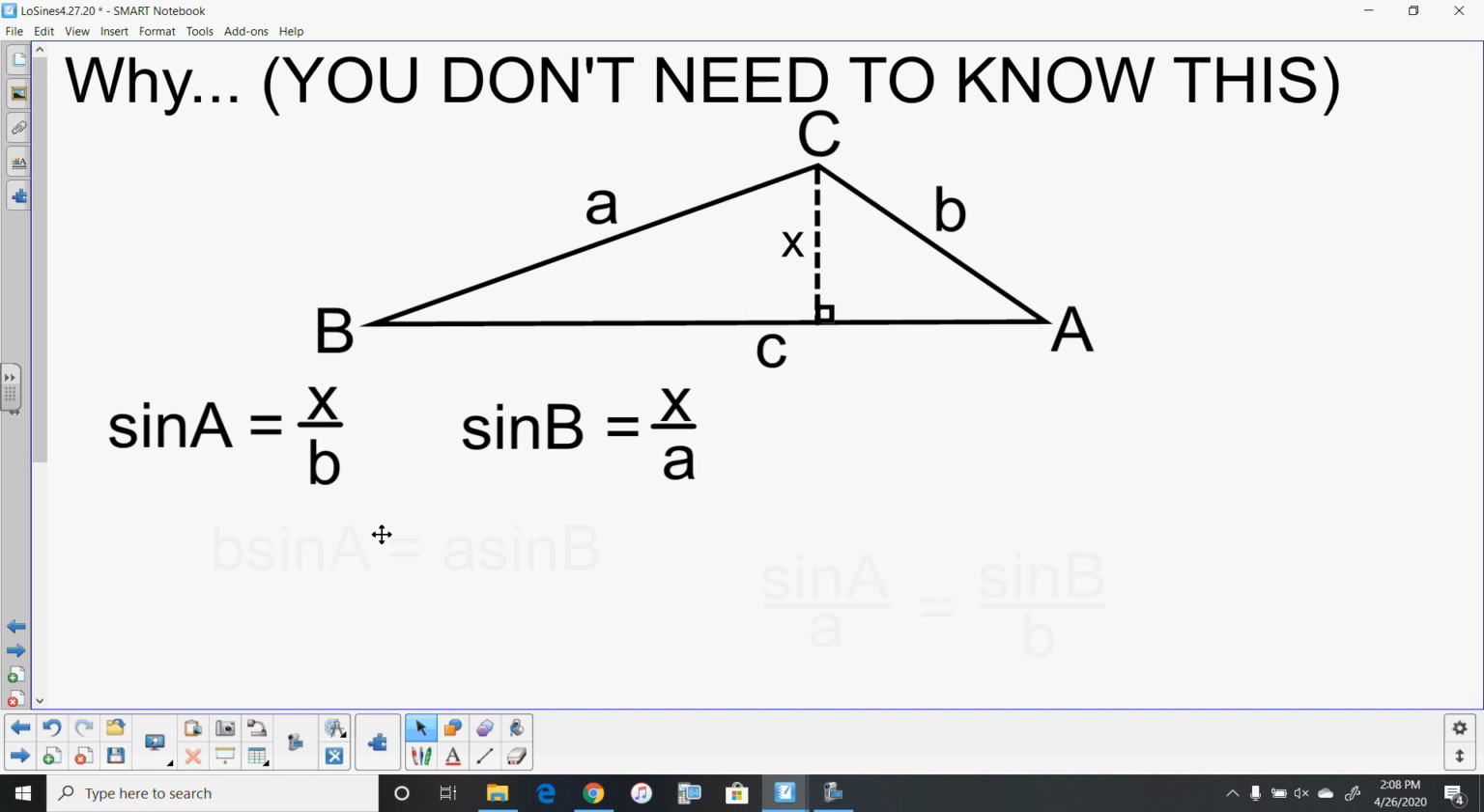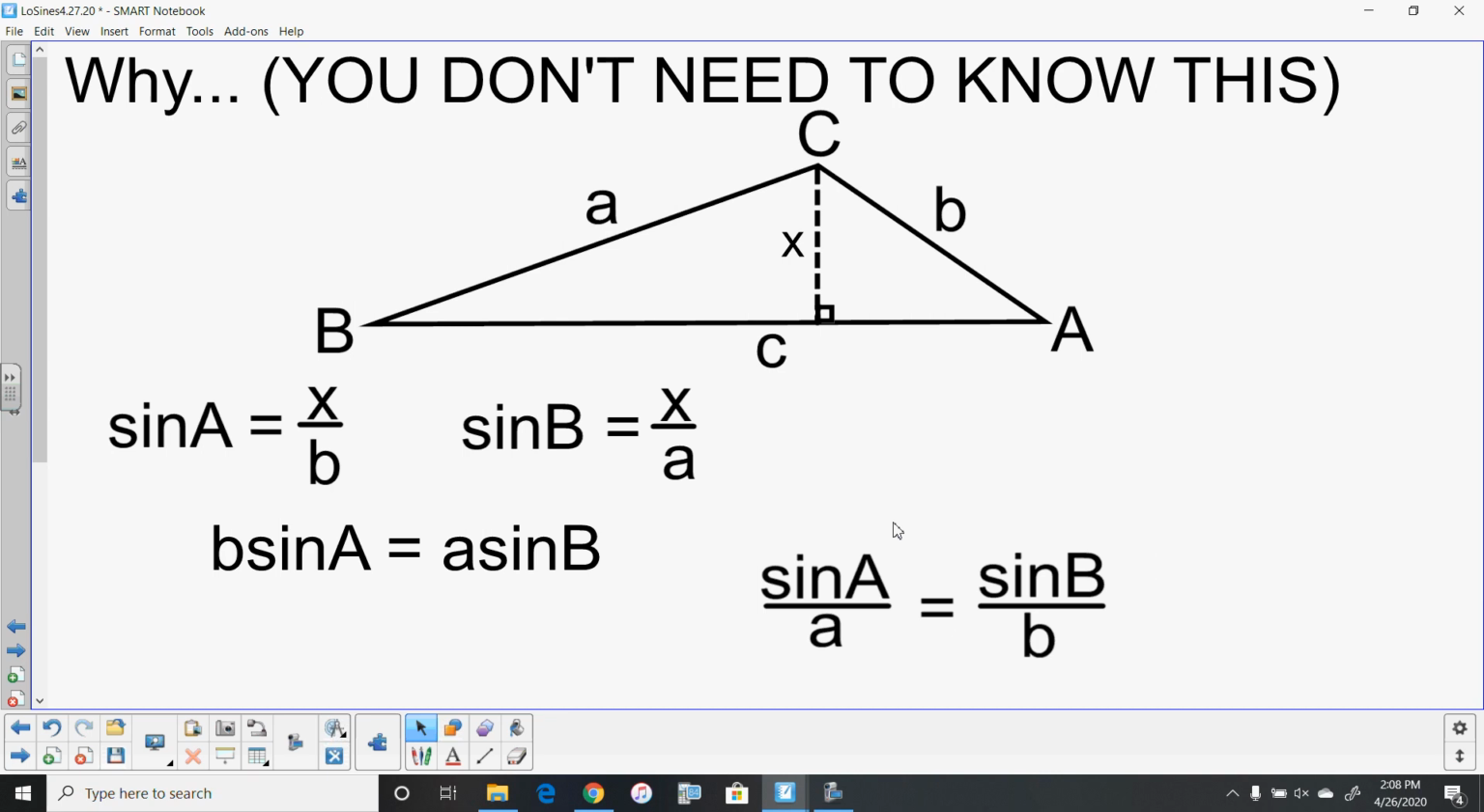Well, what do both of these equations have in common? They both have an x. So if I solve for x and set those equal to each other, we end up getting something like this. B sine A equals A sine B, which would allow us to show very easily, just dividing both sides by A, dividing both sides by B, we have the law of sines. And you can use a very similar argument to extend that to be sine of C over C.